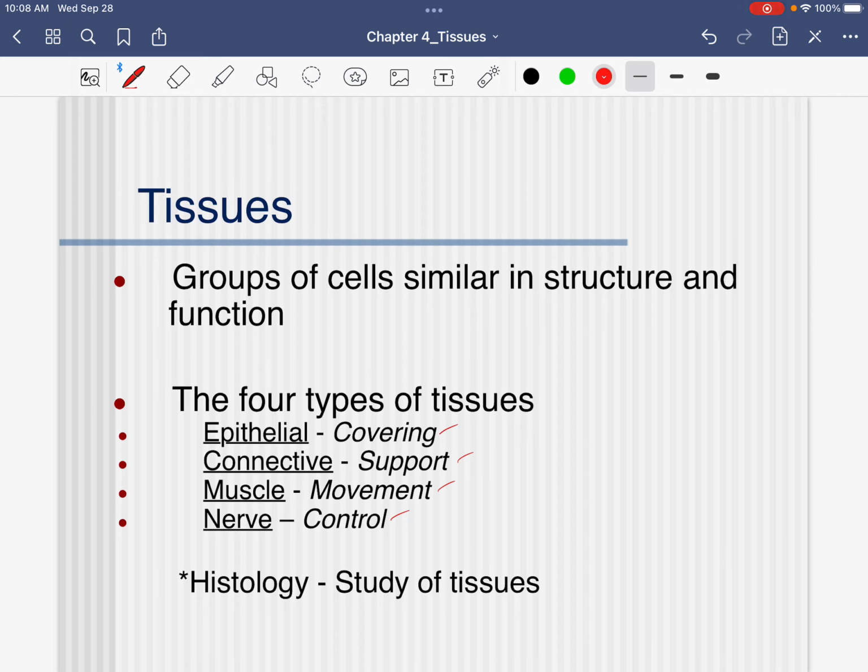All right, and of course, this is a carryover with what we're doing in lab. So here in lecture, we're going to just review the characteristics of the tissues, where we find them, what they do. In lab, you're going to actually be looking at them under a microscope. And of course, histology is the study of tissues because histo is the prefix for tissue.